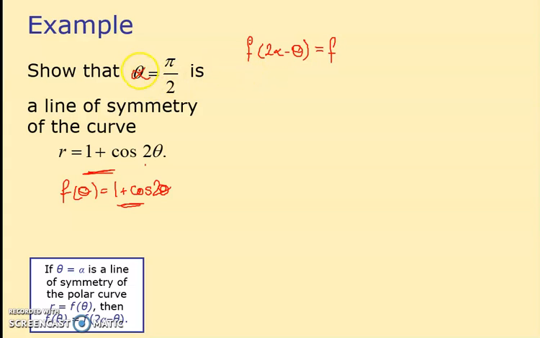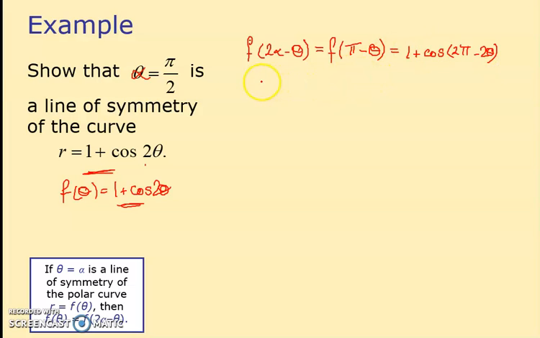Now I know alpha is pi by 2, so I can say 2 alpha is pi minus the theta. That's what I'm subbing in really into my function. And of course my function's down here, so it's 1 plus cos. And I've got to do 2 lots of this. So I reckon that's 2 pi minus 2 theta.